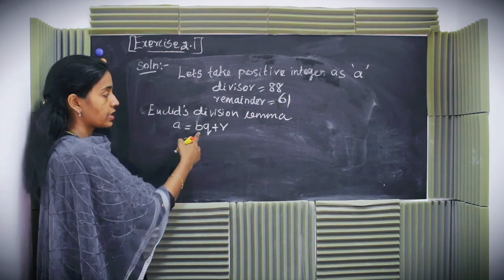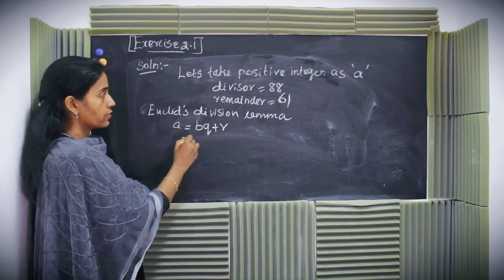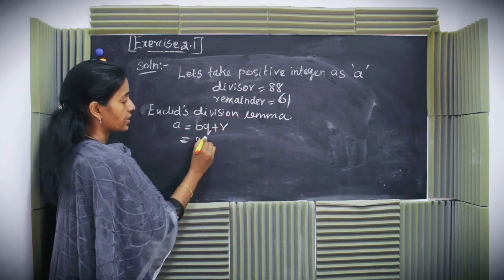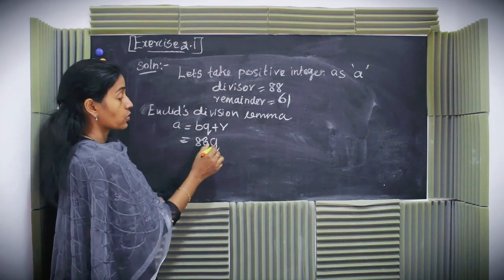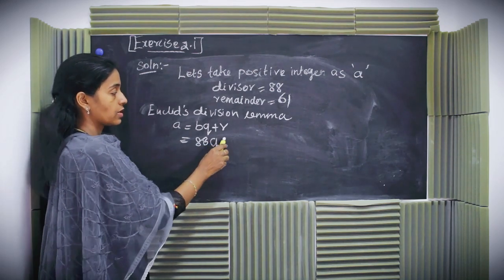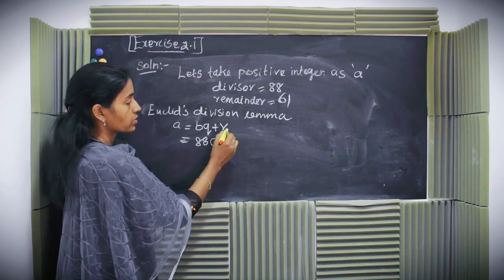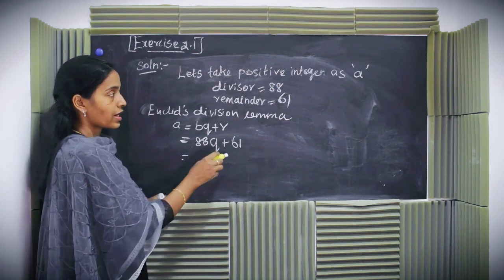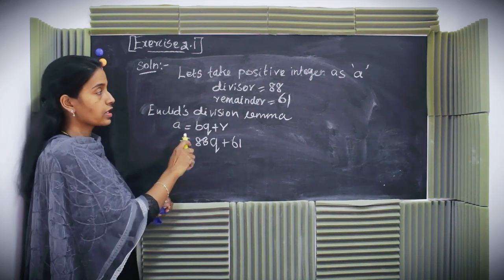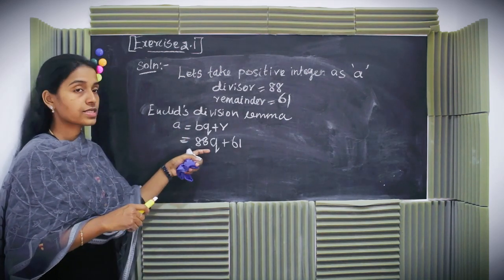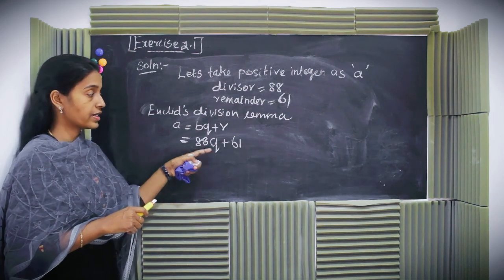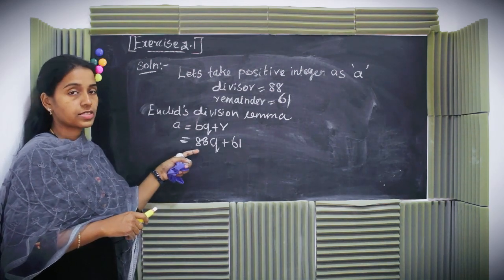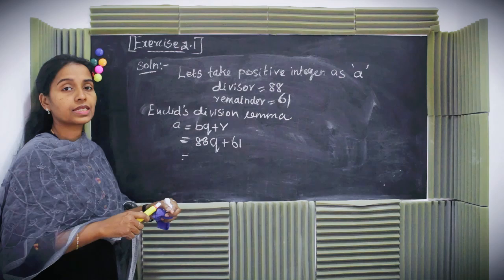Now I'm going to apply all the values given in the information in this formula. What is B here? 88. We don't know the value of Q, so I am writing it as it is. Now the remainder value is 61, right? This is what we have gotten from this formula. What is the question? What would be the remainder when it is divided by 11? That is the question.